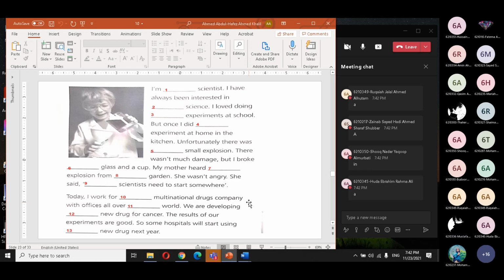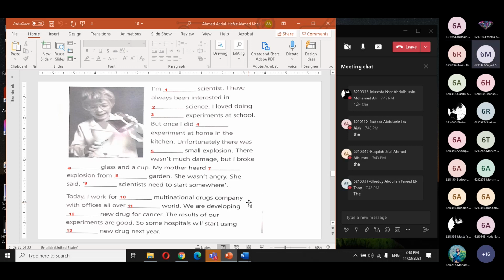A new drug for cancer. The results of our experiments are good. So some hospitals will start using new drug. Is it the first time or the second time? Second time. So we use then what? Then you drop. ده.